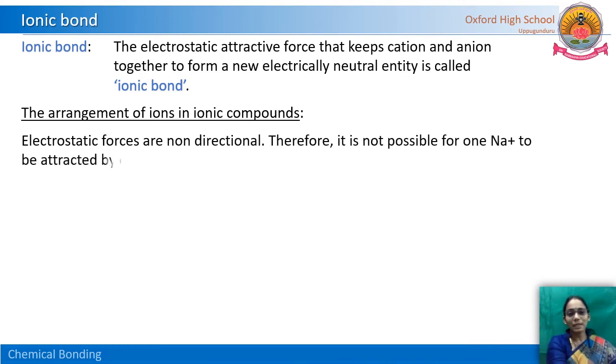Electrostatic forces are non-directional. That means there is no particular direction. So it is not possible for one sodium ion to be attracted by one chloride ion. Similarly, one chloride ion cannot be attracted by one sodium ion only. So each sodium and chloride ion can be attracted by many other oppositely charged ions.